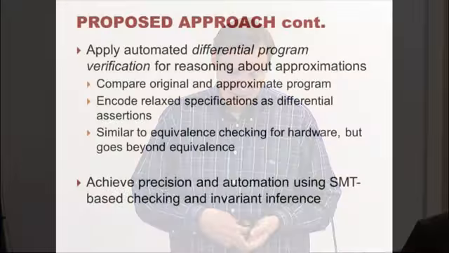We want to apply automated differential program verification for reasoning about these approximations. And the idea is to compare the original and approximate program, while at the same time we encode the relaxed specifications as differential assertions. So these properties that I was talking about, safety, accuracy, and so on, can be encoded as assertions that talk about precise and approximate programs.